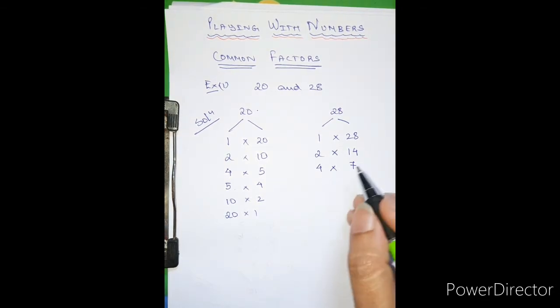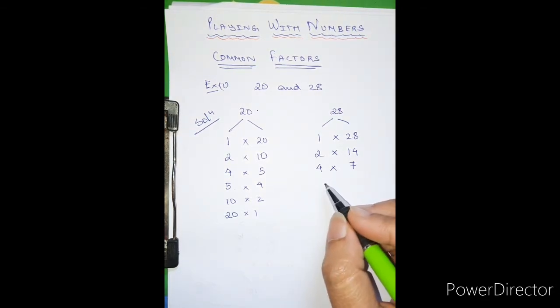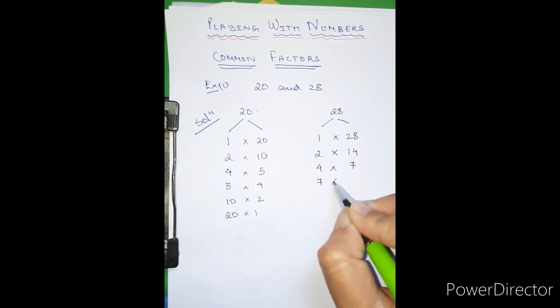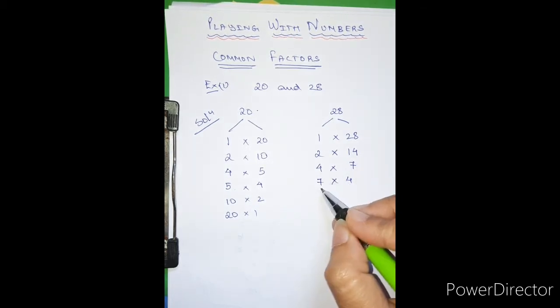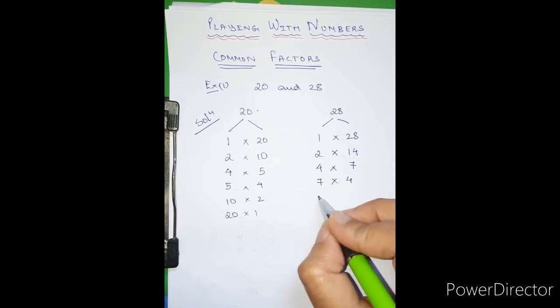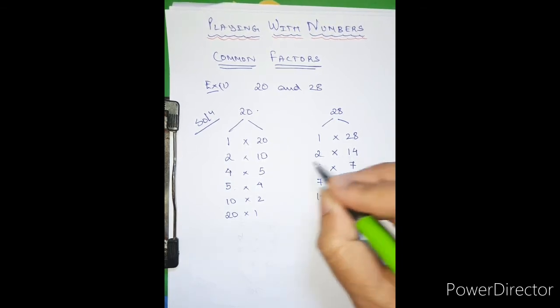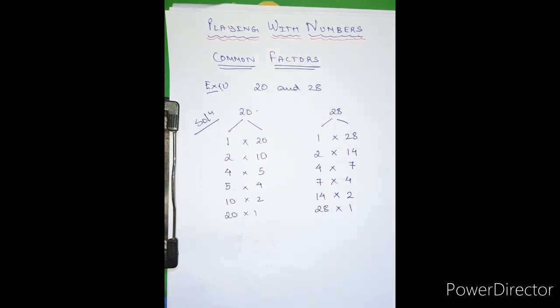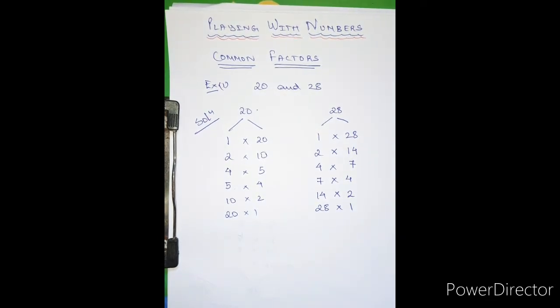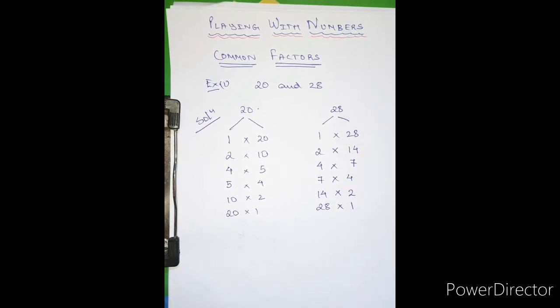Then table of 5 doesn't have 28. Table of 6 doesn't have 28. Then 7 4s are 28. Once you get the opposites, stop counting and just put the opposite ones. 14 2s are 28 and 28 1s are 28. So these are the factors for 28.